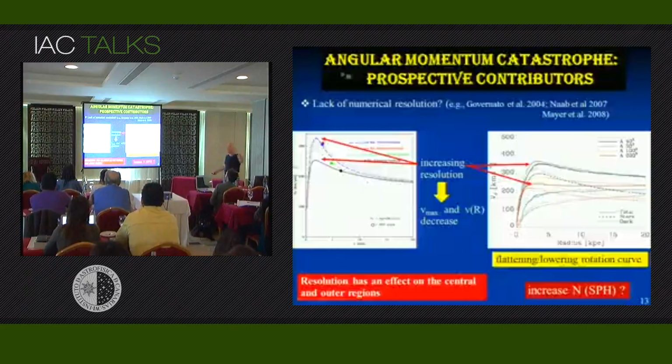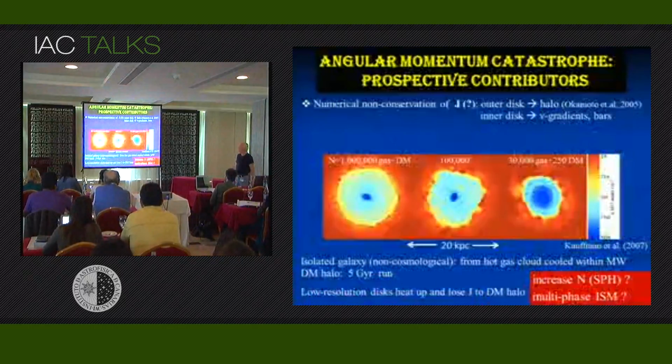The maximal rotational velocity goes down, here and here, and the whole profile of the rotational velocity goes down. Okay, so one would think that this is in the right direction. Unfortunately, it is moving in the right direction, but insufficiently. So that's where my conclusion comes. The resolution has an effect on the central and outer regions of the simulated galaxies, but not sufficient. And what to do? What is the medicine? Well, of course, increase the resolution. In this particular case, the SPH codes.